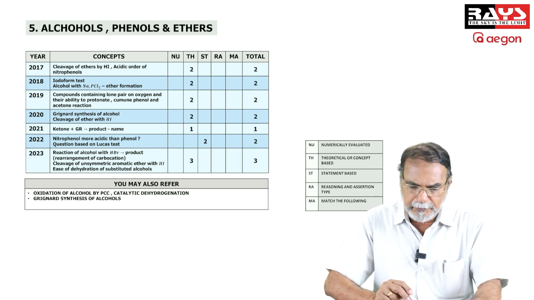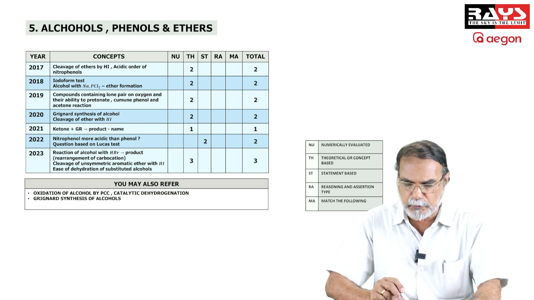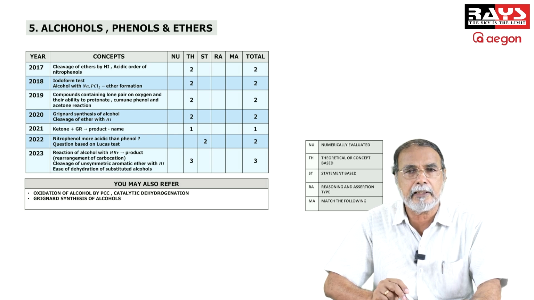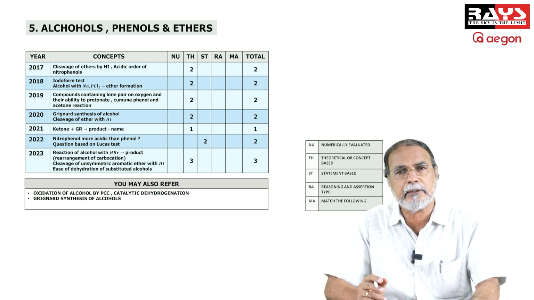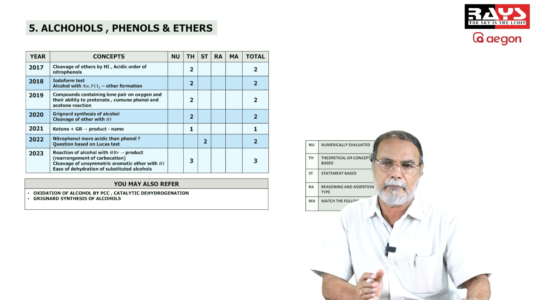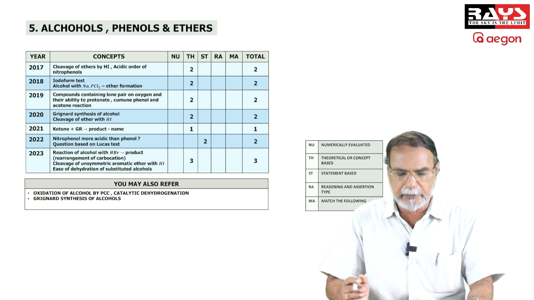Already said. In 2022, it was the reaction of nitrophenol. Is it more acidic than phenol or less acidic? If so, which nitrophenol? I already said the para-nitrophenol is more acidic than the ortho-nitrophenol, which is more acidic than the meta-nitrophenol. Okay, which is more acidic than phenol.